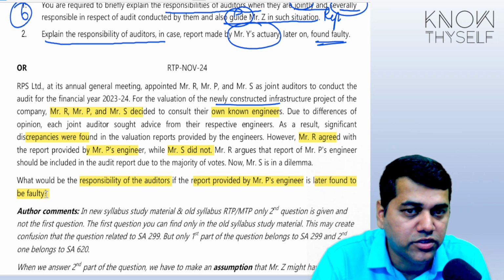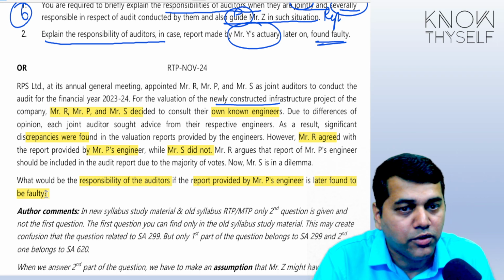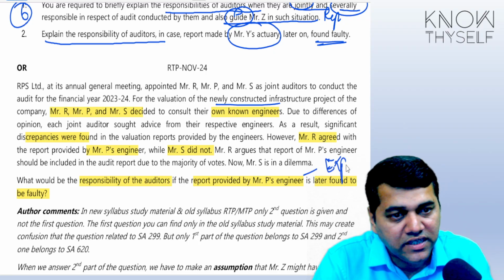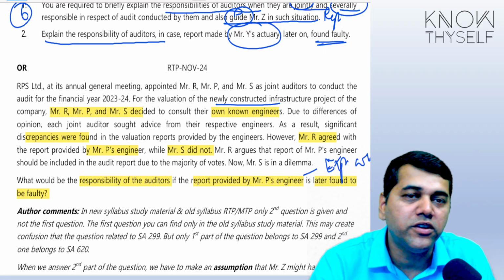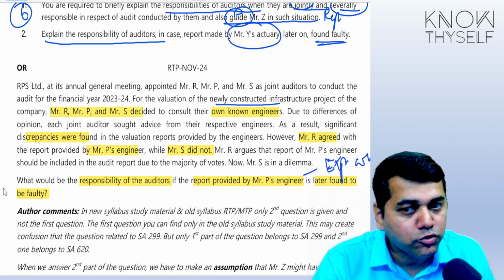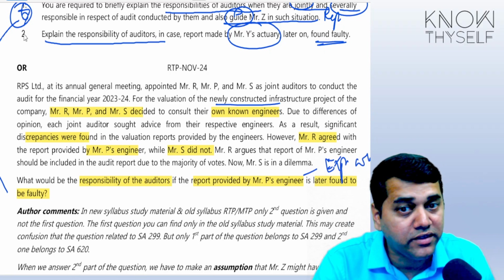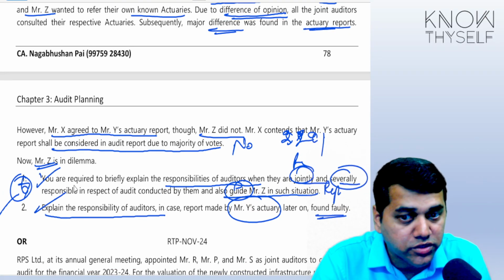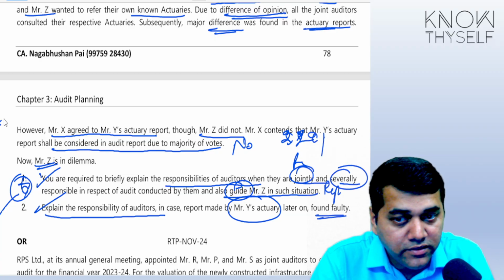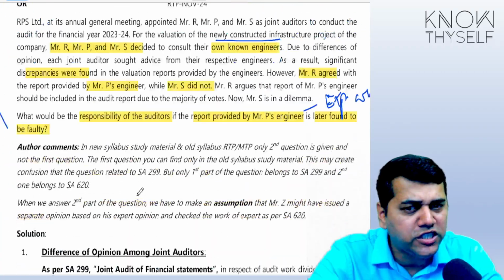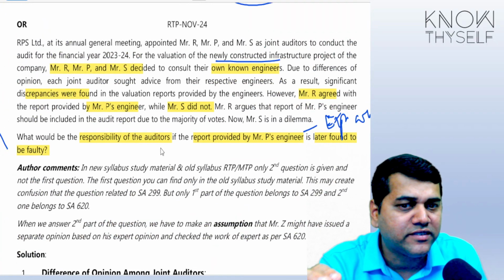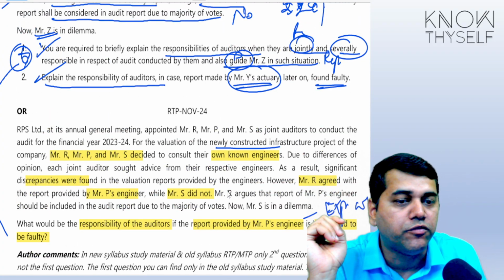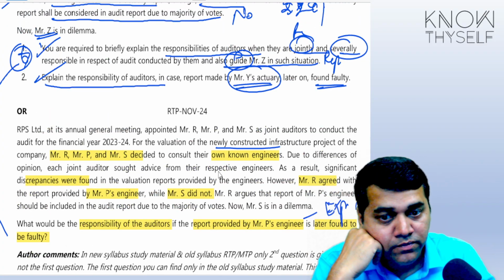Did you see the question, students, which has been asked? So that means some assumptions taken by this expert are wrong. Now, who is responsible? See, in this question, they are not talking about SA 299. In this question, which has come in your tested knowledge, they are asking both. I can call this an L3 question. But if you see the same question, they twisted it, and they are specifically asking the second part of the question: what if the report made by Y's actuary is found to be faulty? Who is responsible for this now?